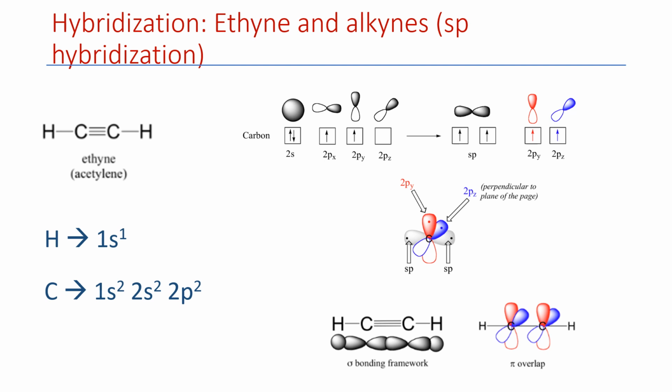And in the same way that we talked about the sp orbitals and sp2 orbitals, the sp orbital will form a sigma bond with the s orbital of the hydrogen or with another sp orbital from the other carbon to give you end-to-end overlap, the sigma bond, while the other two p orbitals will have side-to-side overlap to give you two pi bonds now.